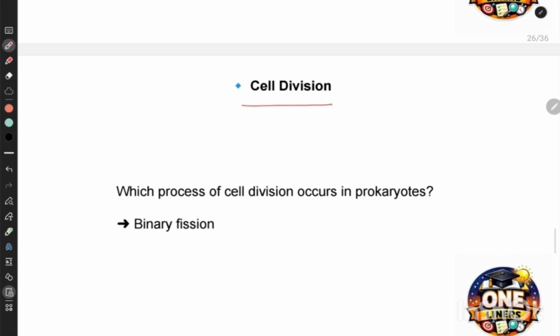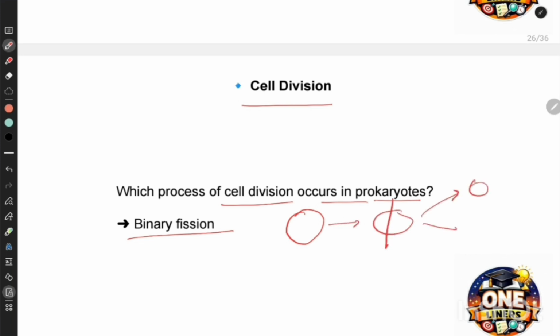Next one is cell division. Okay. So which process of cell division occur in prokaryotes? So binary fission. Okay. Binary fission means this is one cell. For example, bacterial cell. It will divide into two, and these are the two daughter cells. Okay. So it is the binary fission.